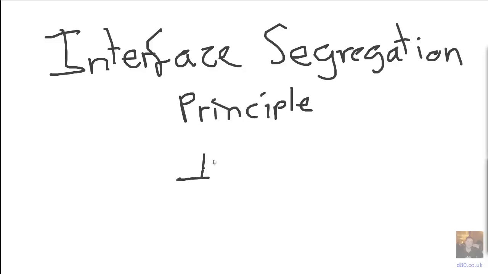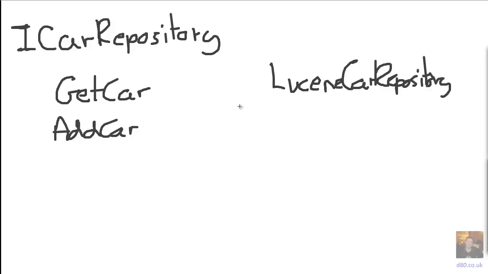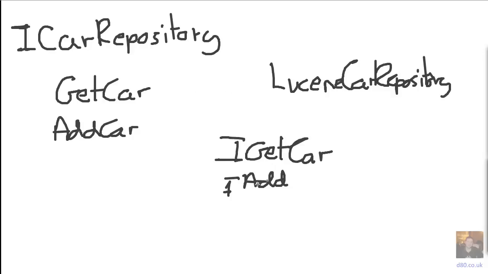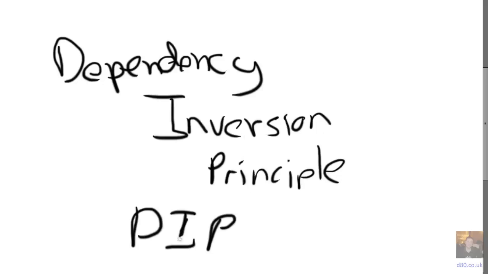The next is the interface segregation principle, ISP, like your internet provider. And what that says, similar to Liskov really, is that an interface should only denote one thing. If you think of an IRepository, by having a get car and add car, it's got two responsibilities. If I wanted to implement a Lucene car repository, if I wanted to get things from a Lucene index as opposed to from a SQL store, I wouldn't be able to do it. I'd have to only implement one of these things. I'd only implement get car. So if we had an IGetCar and an IAddCar, then the Lucene get car could just solely implement IGetCar. So that's the interface segregation principle.